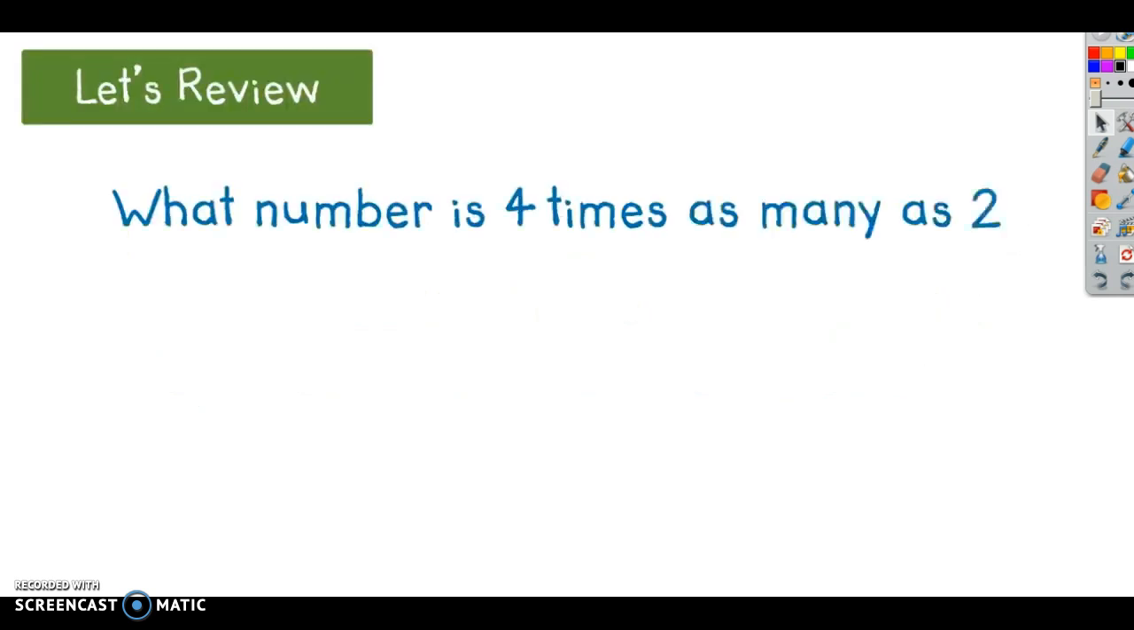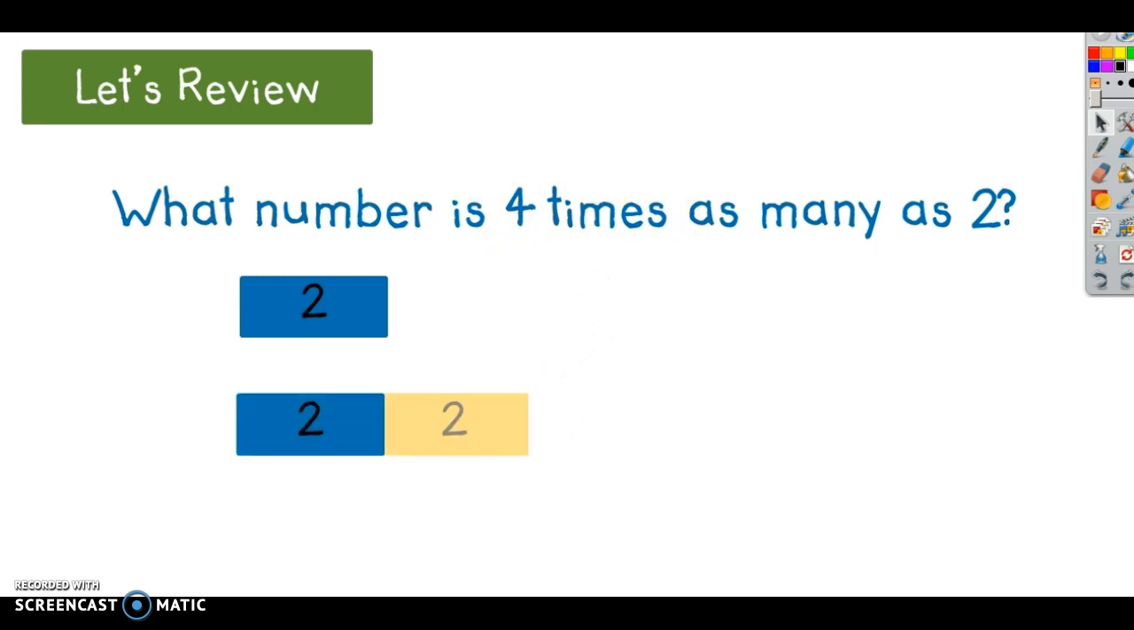Alright, a little review. What is 4 times as many as 2? So kind of think in your head, if you already know the answer, maybe quick write it down. So we're going to be starting a bar model. So when I put the number 2, because we're doing 4 times as many as 2, we're going to do 2 4 times. So there's 1, 2, 3, 4. So we did 2 4 times.